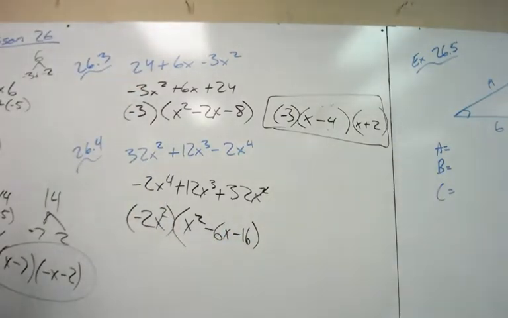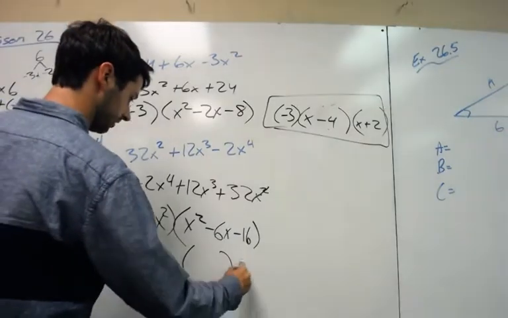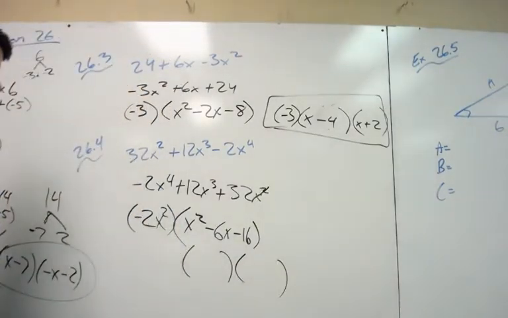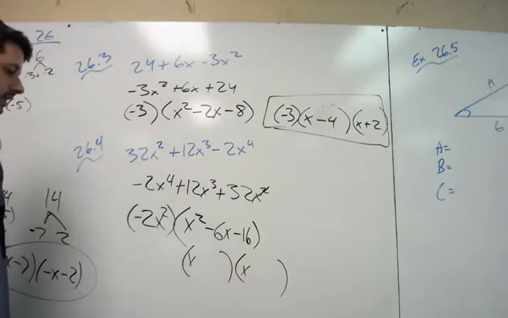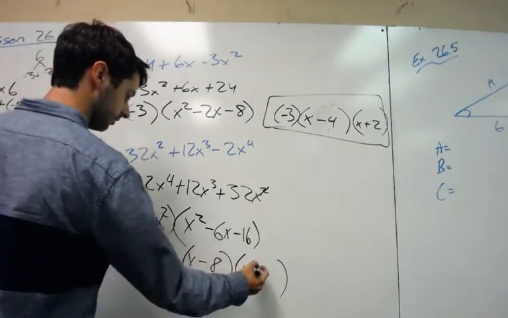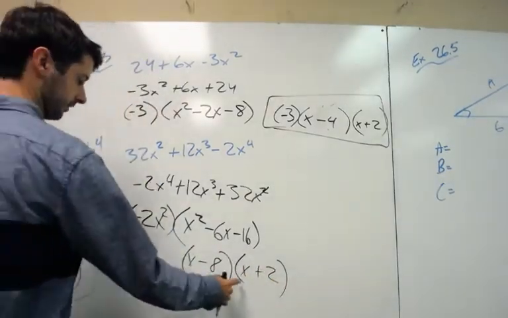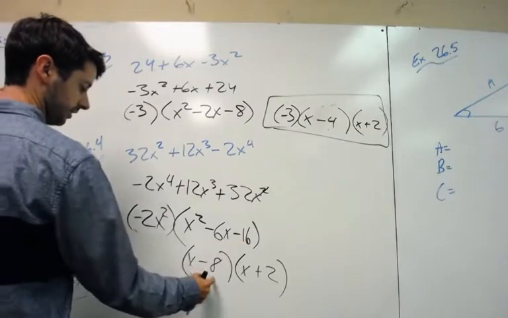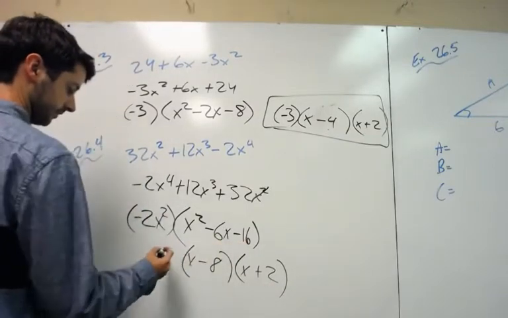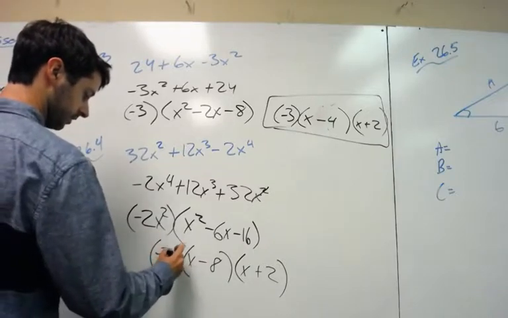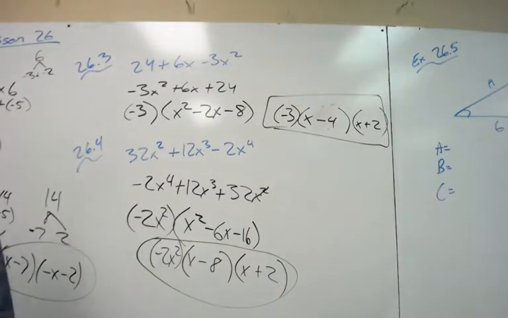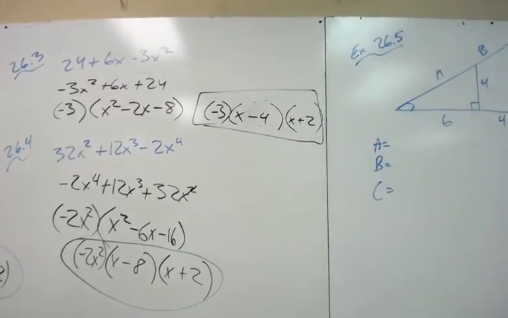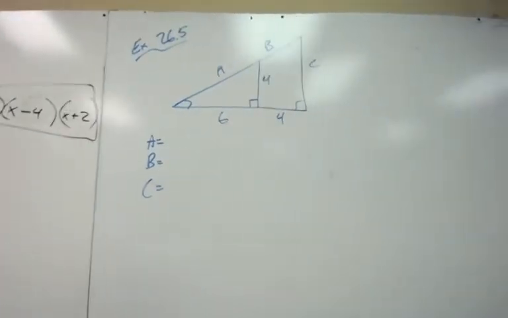And then, same question. What multiplies to be negative 16 and adds up to be negative 6? Let me start with the x's there. Let's see, negative 8, positive 2. Negative 8 times 2, negative 16. Negative 8 plus 2, negative 6. Bring down the negative 2x squared. Here you have your answer. Negative 2x squared times x minus 8 times x plus 2. That is trinomial factoring. Let's move on to the next concept.